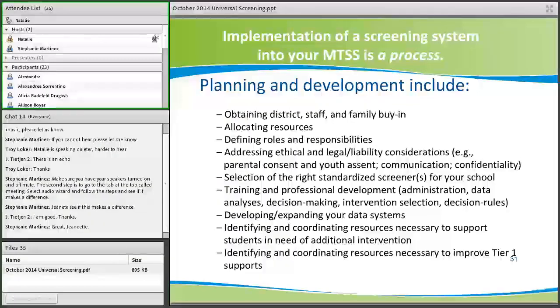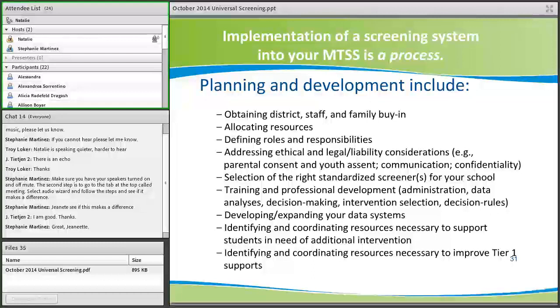Okay, so in thinking about implementing a universal social emotional screening system, it's important to remember that implementation is a process, right? So there's a lot of different components to this process. And really, as I mentioned, today's chat was intended to introduce social emotional screening. If this is something that your districts are interested in, we encourage you to let your PBS contacts know, and we can certainly provide some support to your district teams in developing a universal social emotional screening system and addressing the things on this list as well as other important considerations as you're moving forward with implementation.